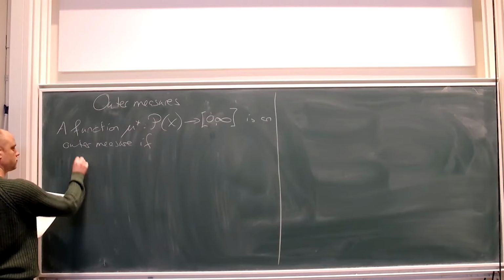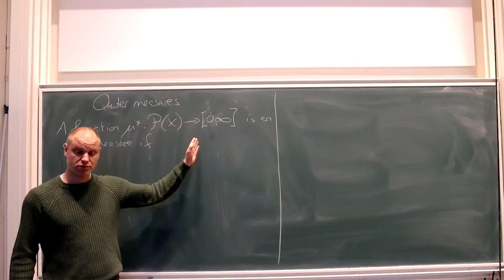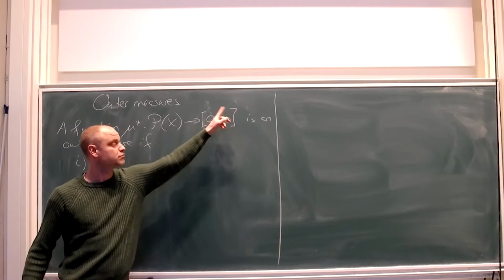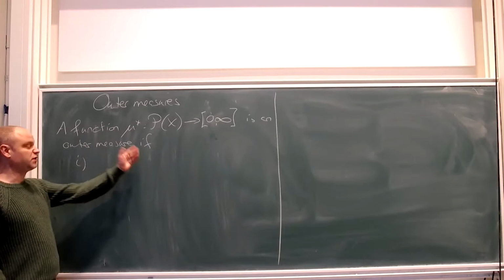Okay, so a function mu star on the power set of X, where X is any set, to the positive real numbers including infinity and zero. This square bracket here means also including infinity. We allow infinity; the measure of something can be infinite. This is an outer measure if three conditions are fulfilled.